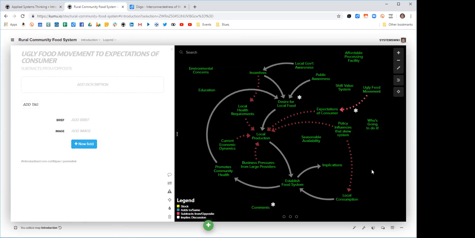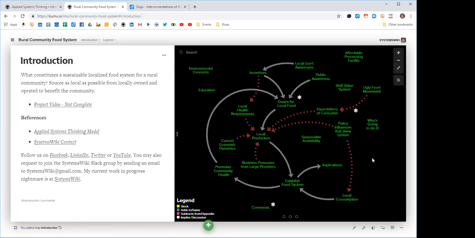And if you find good resources or references that ought to be included, we'll go ahead and get them wired into the map also. Okay?